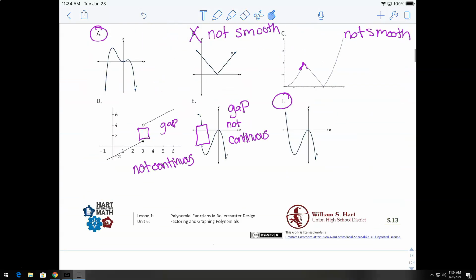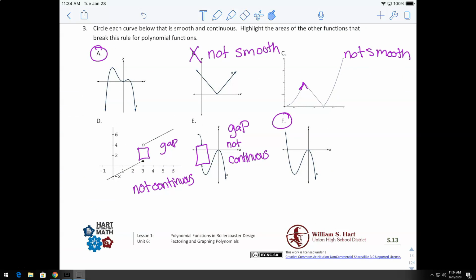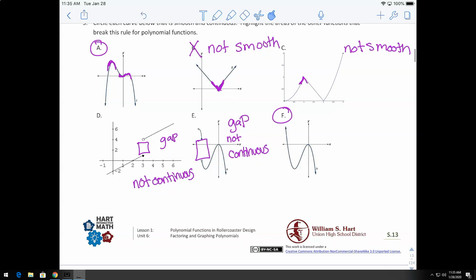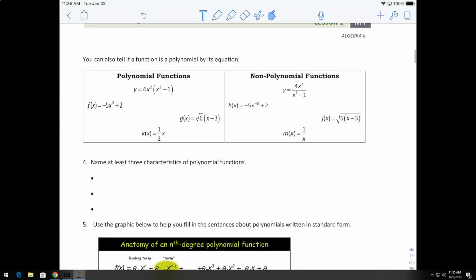We're going to talk about a bunch of vocabulary having to do with these. We just talked about smooth. We just talked about continuous. I just used the word gap. Anytime I have these points, that creates a point of inflection. Anytime that it changes direction, that's a point of inflection. We're going to talk about x-intercepts, maxes, mins, relatives. We're going to throw a bunch of vocabulary at you today.